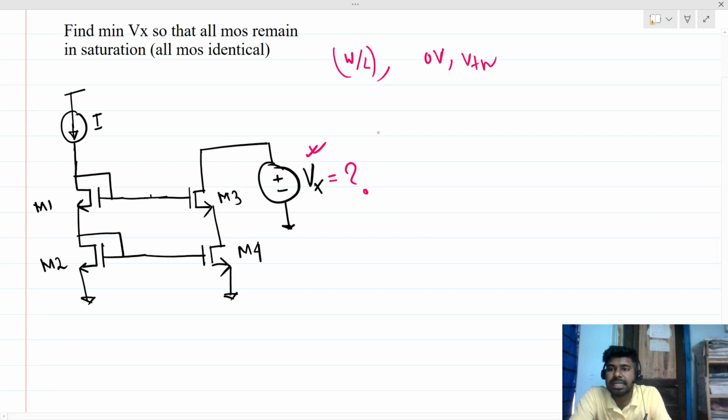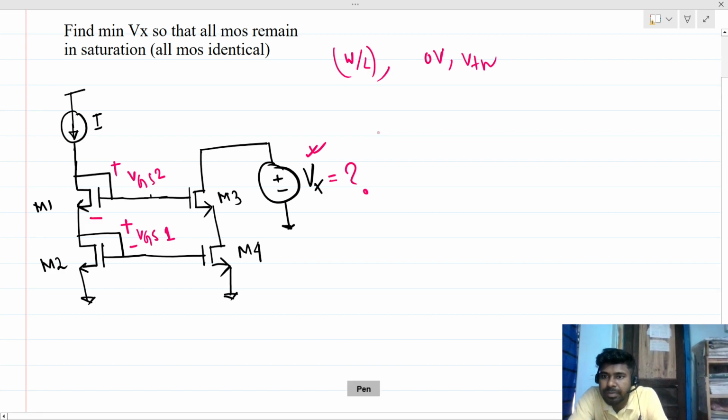Basically we can see that M1 and M2 are diode connected. Here VGS1 is developed and here VGS2 is developed, right? So this is VGS2 and this is VGS1, and let's say here is minus.